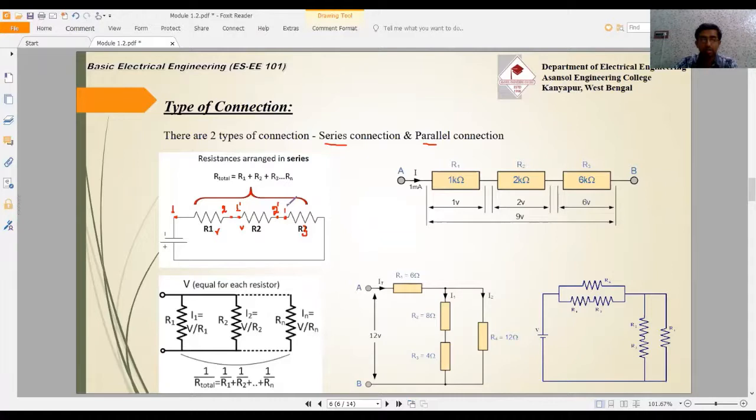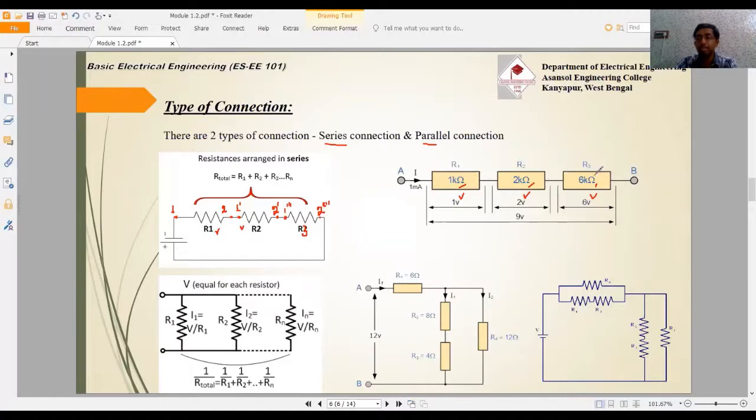This is 1 triple dash. This point is 2 triple dash. So these resistances are connected in series. Okay, let's take an example. Here a 1 kilo ohm resistance R1, a 2 kilo ohm resistance R2 and a 6 kilo ohm resistance R3 have been taken. And among these resistances, across the 1 kilo ohm, 1 volt is developed, across 2 kilo ohm, 2 volt is developed, across 6 kilo ohm, 6 volt is developed.